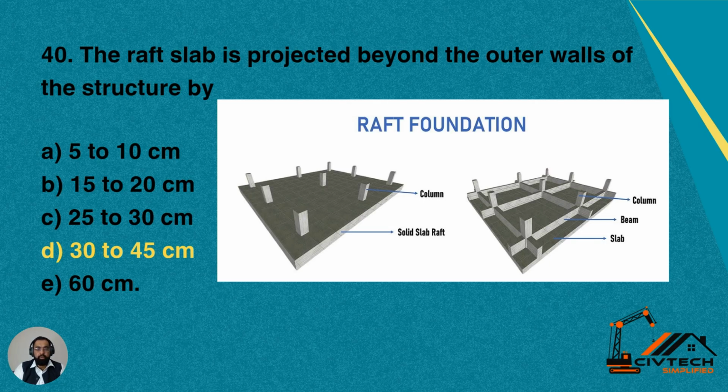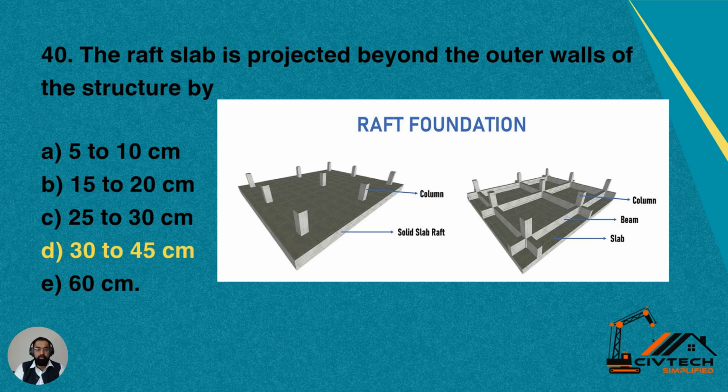Question number 40. It is again related to the foundation type, which is the raft. The raft slab is projected beyond the outer wall of the structure by. So you must have seen the raft foundation. Normally designers give some projections after the column or after the outer edge of the wall to the raft slab just to maintain its stability. So the question is, how much should that raft slab be projected beyond the outer wall of the structure?